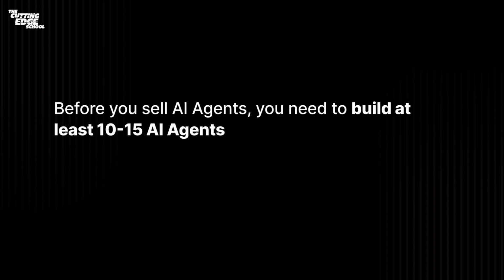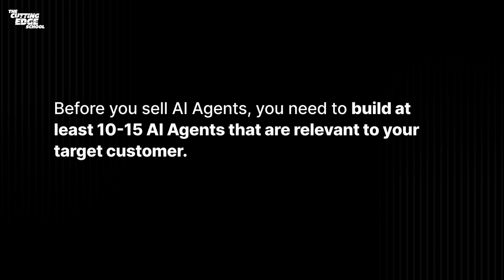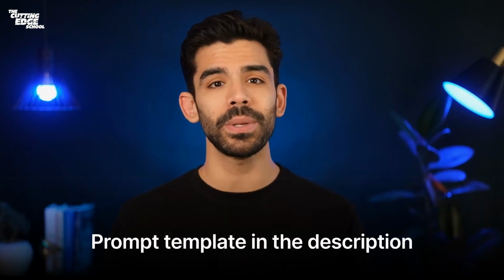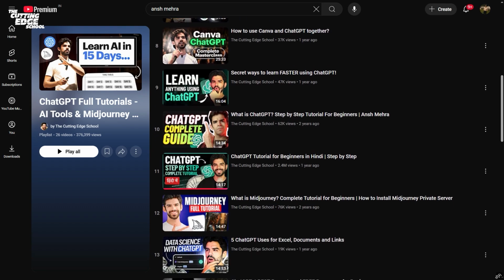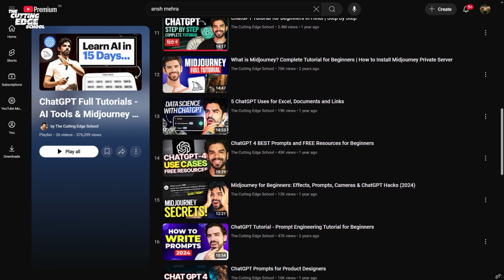Before you sell AI agents, you need to build at least 10 to 15 AI agents that are relevant to your target customer. If you want ideas on what AI agents to build, then simply copy paste the prompt I have shared in the description. You can run this prompt on Grok or ChatGPT. If you've never used any of these AI tools, we have made detailed YouTube tutorials on the Cutting Edge School.